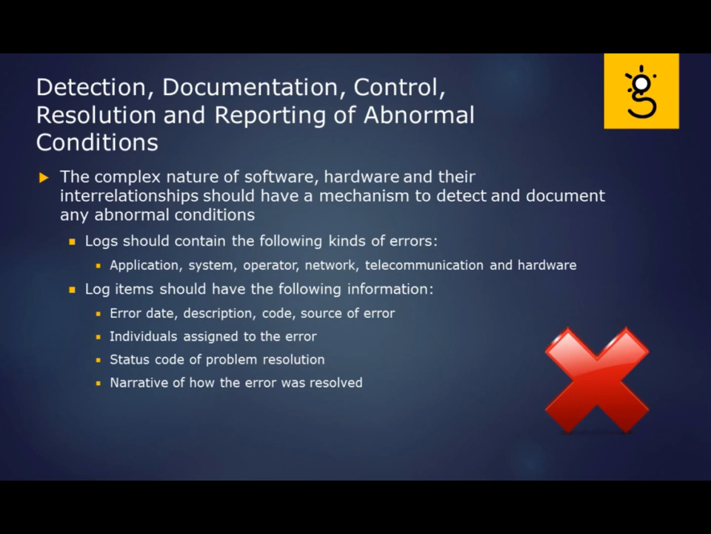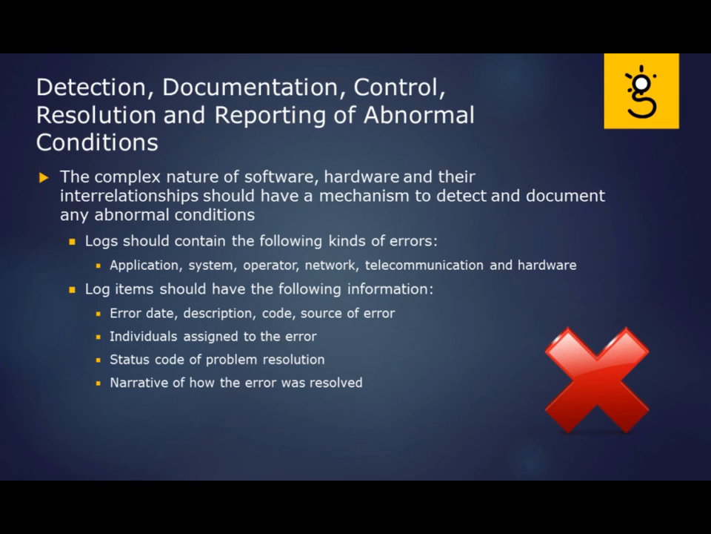Let's talk about the detection, documentation, control, resolution, and reporting of abnormal conditions. The complex nature of software and hardware and how they interrelate means that there should be mechanisms in there to be able to detect or document abnormal conditions. That's logs, right? Your logs should contain the error information for applications, for systems, for operators, network communications, telecommunications, and hardware. Your log items should have, at minimum, the date of when it happened, the description, a code that we can look up to figure out what exactly that error is, and the source of the error.